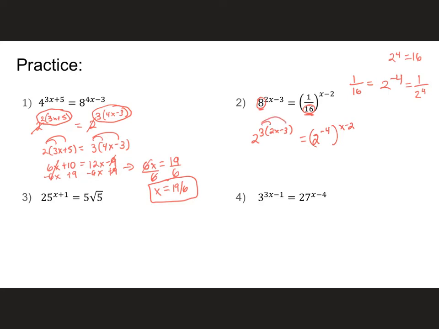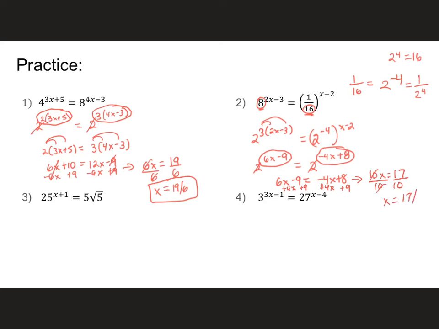And now I can distribute this, and I get 2 to the 6x minus 9 equals 2 to the negative 4x plus 8. Bases are both the same. They're both base 2. Set those exponents equal to each other. So I got 6x minus 9 equals negative 4x plus 8. And let's solve this. Bring the 4x over. Add the 9 to the other side. And we get 10x equals 17. Or x is 17 over 10.